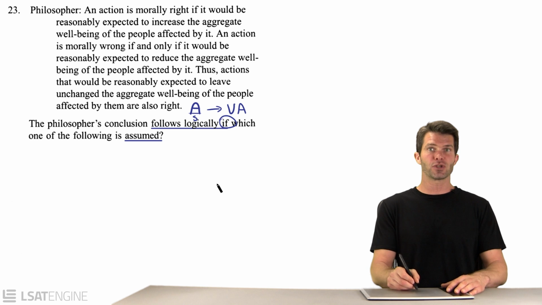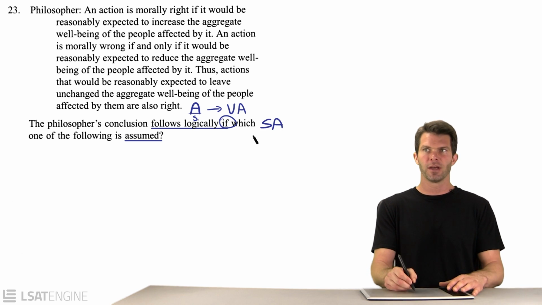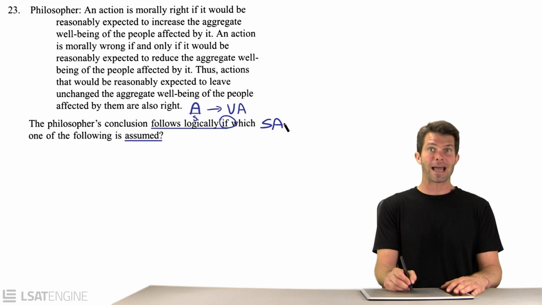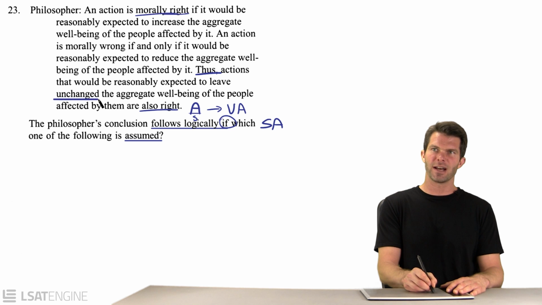And we're on the hunt for conditional statements and repeating terms here. We often make a big conditional chain when we do sufficient assumption questions, and that's happening here. So our conclusion is after the "thus," and it says actions that would be reasonably expected to leave aggregate well-being unchanged must also be right. And when they say "also" there, they're referring back to this other thing that is right, and so they mean morally right.